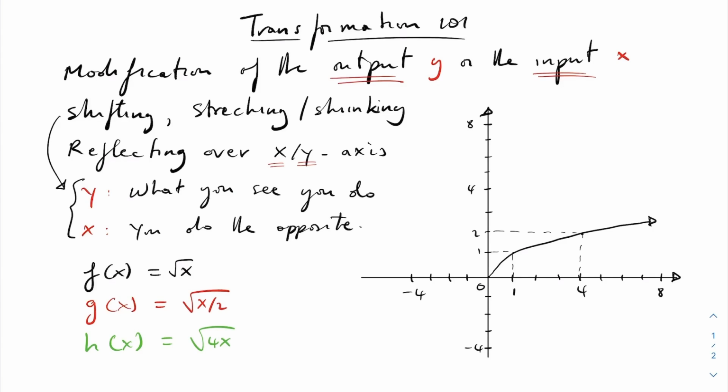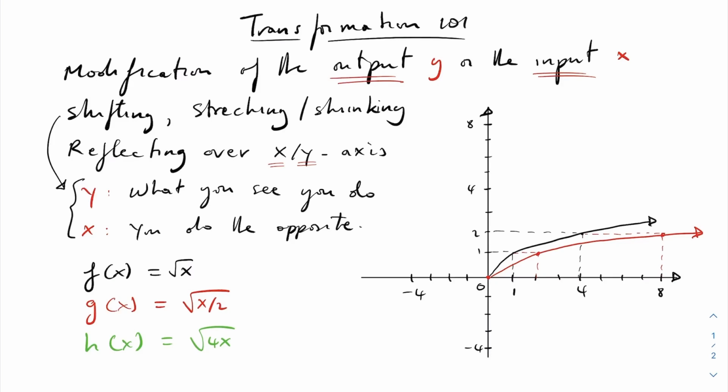And therefore, the point of coordinate 0, 0 is going to stay at 0, 0. The point of coordinate 1, 1 is going to become the point of coordinate 2, 1. And the point of coordinate 4, 2 is going to become the point of coordinate 8, 2. With that, you can connect them together and you get the graph of g of x.